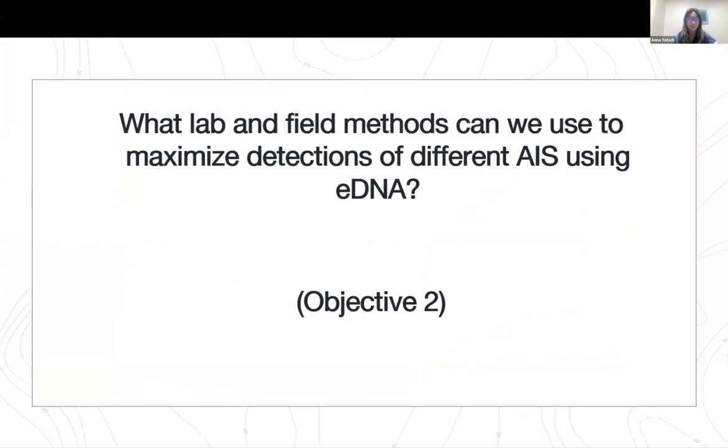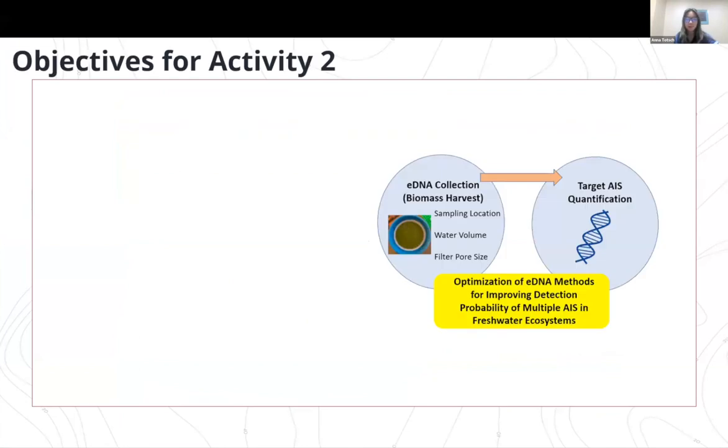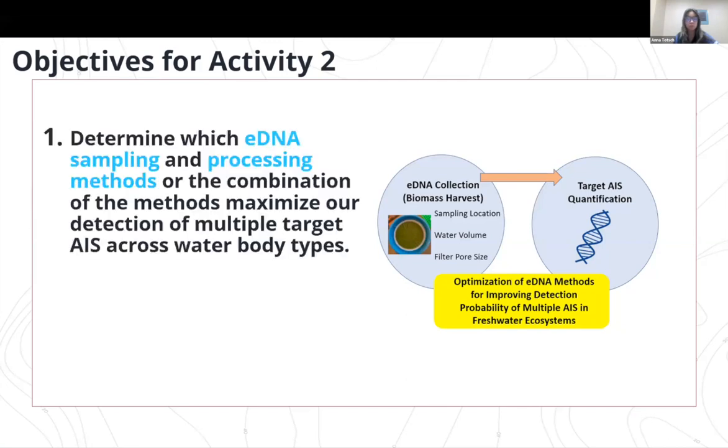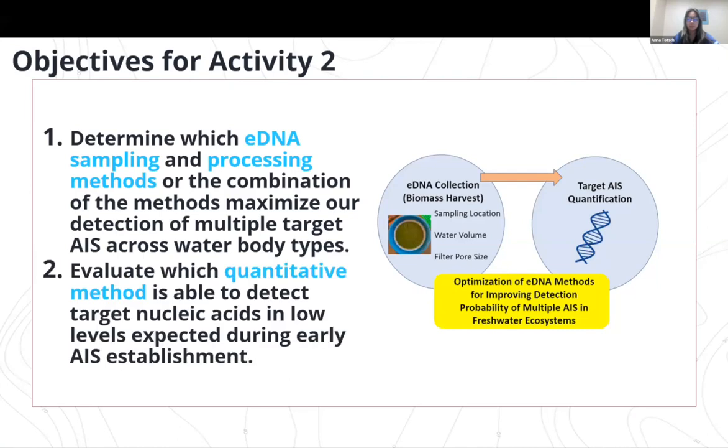Next, please. So our overall goal was to optimize eDNA methods for improving detection probability of multiple AAS in freshwater ecosystems. Our research objectives for this objective 2 includes 1, to determine which eDNA sampling and processing methods, or the combination of the methods, maximize our detection of multiple target AAS across the water body types, and 2, to evaluate which quantitative method is able to detect our target nucleic acids in low levels expected during early establishment.